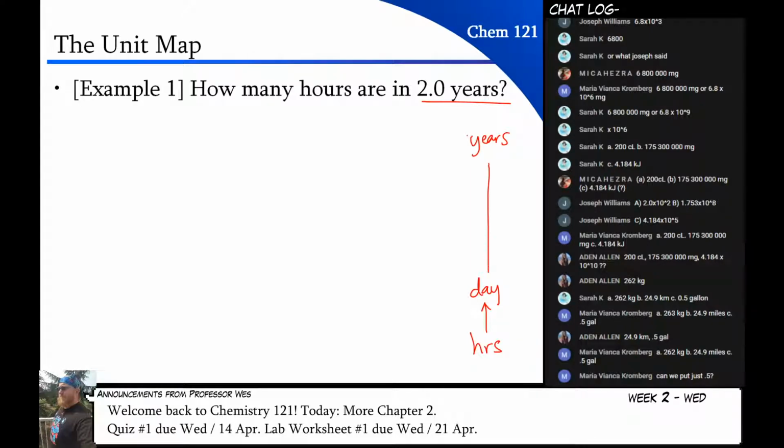And I do know how many days are in a year. Right? So if I do this, I can connect the 2, and then I can do the calculation. So now I can write the relationships here.